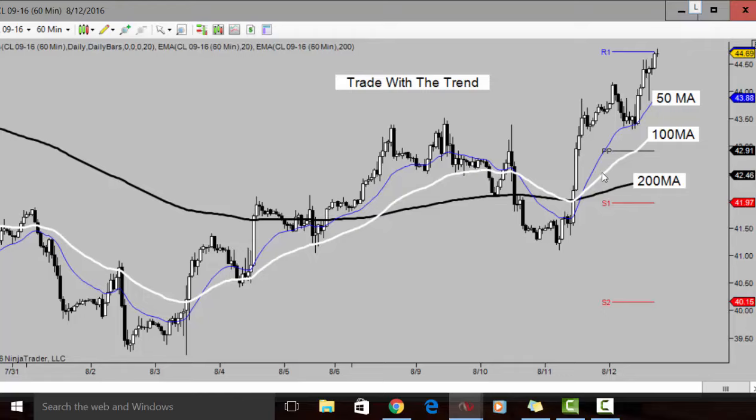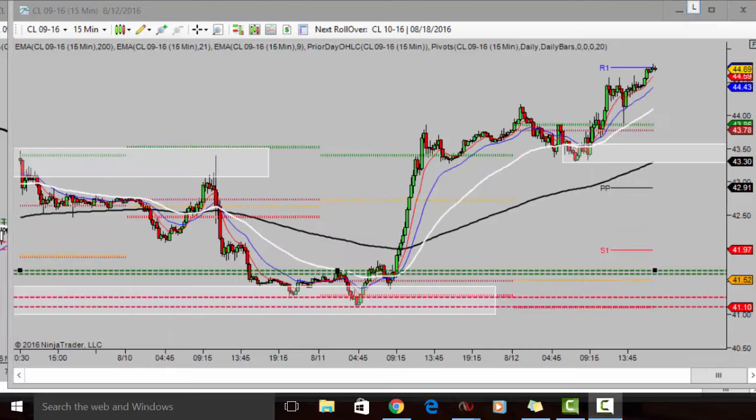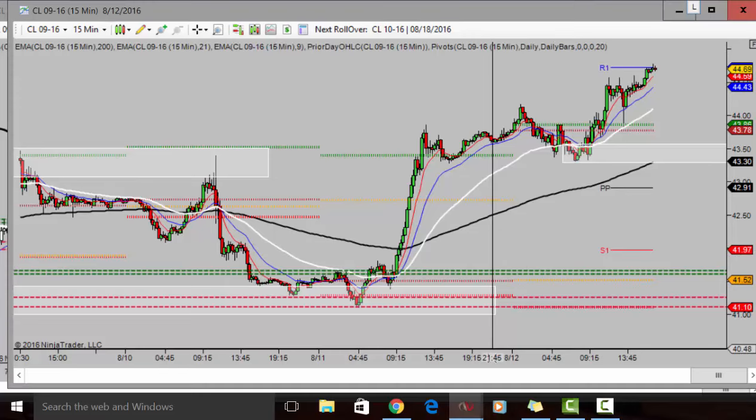And what we're going to do is pull over the 15-minute chart, and I'm going to show you where exactly do these players play and why they play there. Okay, this is a 15-minute chart. Each bar is representative of 15 minutes of time.